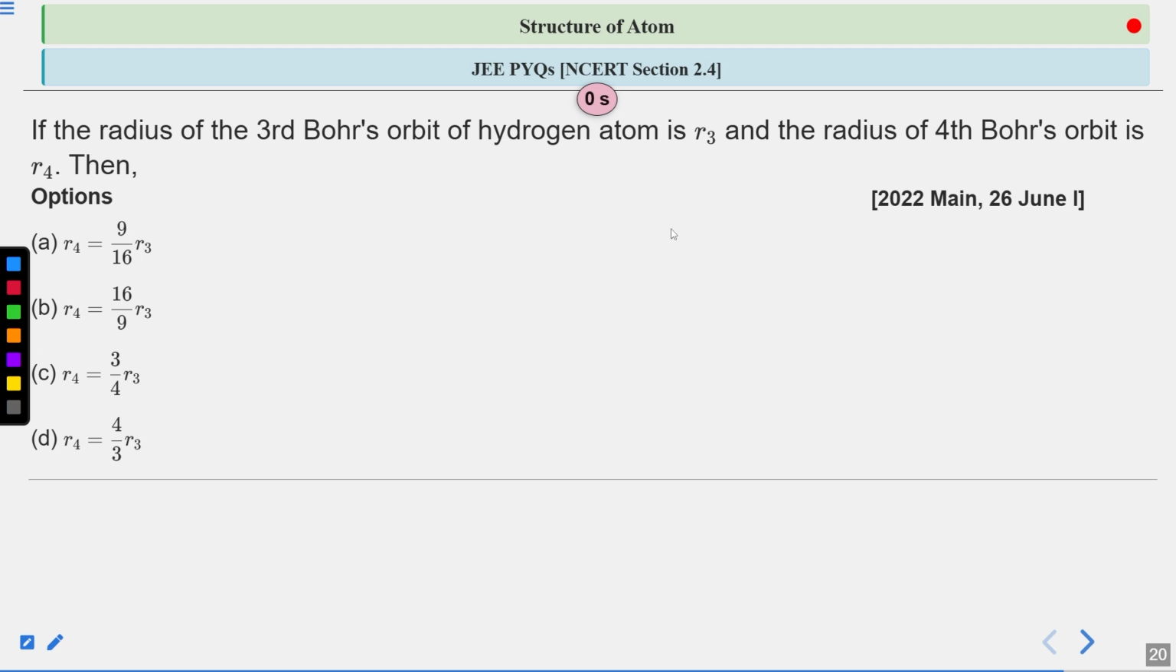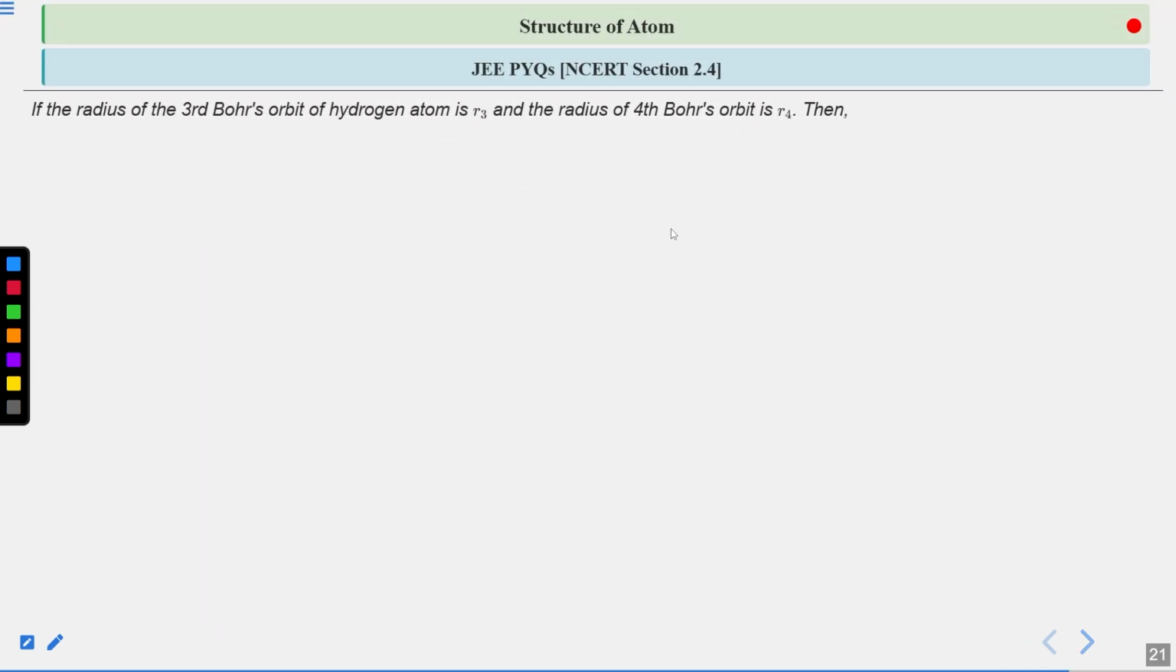The time is up. Now, how do we solve this? You just have to apply the formula for the radius of the nth orbit. If you do so correctly, you will get your answer as option B, r4 is equal to 16 by 9 r3. Let us see how we can solve it.